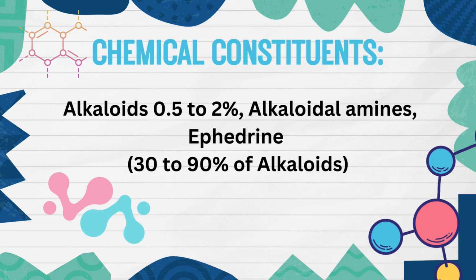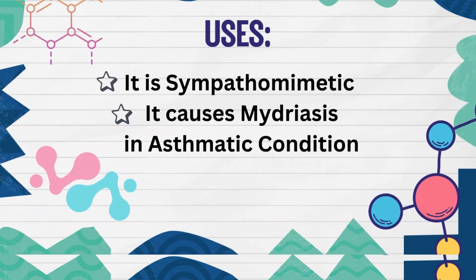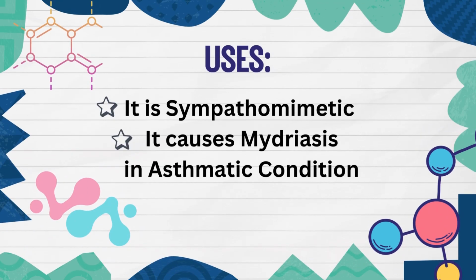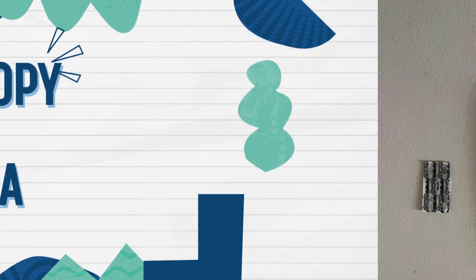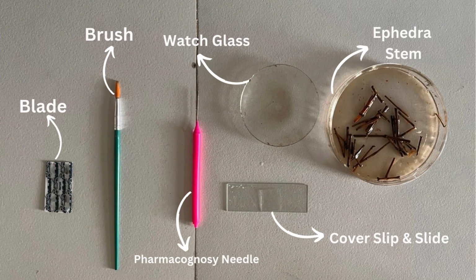Chemical constituents: alkaloids 0.5 to 2%. Alkaloidal amines: ephedrine 30 to 90% of alkaloids. Uses: it is sympathomimetic. It causes mydriasis in asthmatic condition. To study the microscopical characteristics of ephedra, we need the following experimental apparatus.